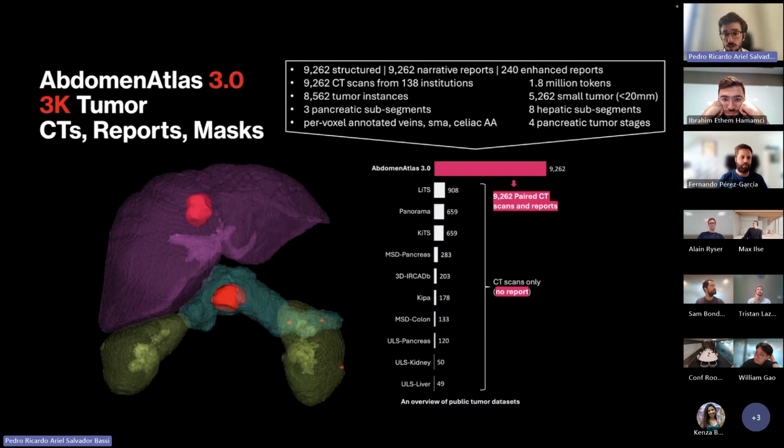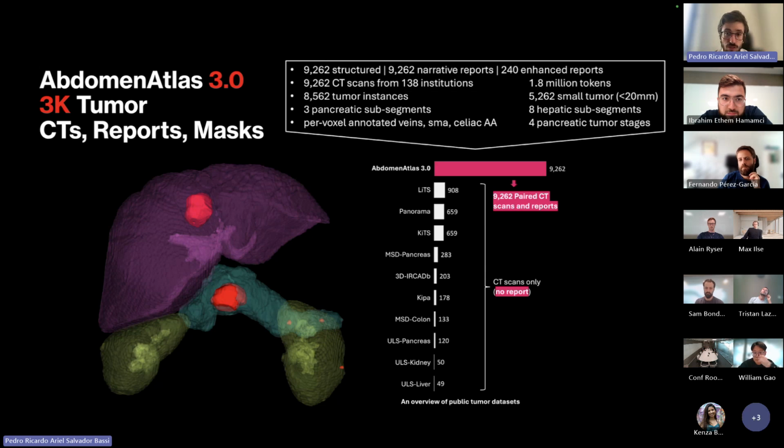And that's where our data set comes in. We introduce here Abdomen Atlas 3.0, which is a data set with CTs, radiology reports, and tumor segmentation masks. We have 3,000 CT scans with tumors. Each one of them has a report and a segmentation mask. We focus on three types of tumors: liver, kidney, and pancreatic tumors. In total, our data set has 9,000 CT scans. Here we compare it against other data sets, and you can see it's on a larger scale. And also, it's the only one with radiology reports for abdominal CT.